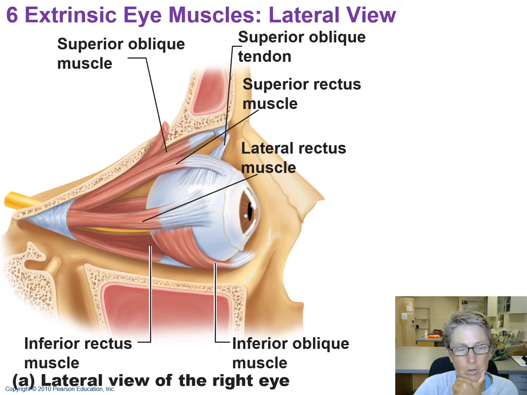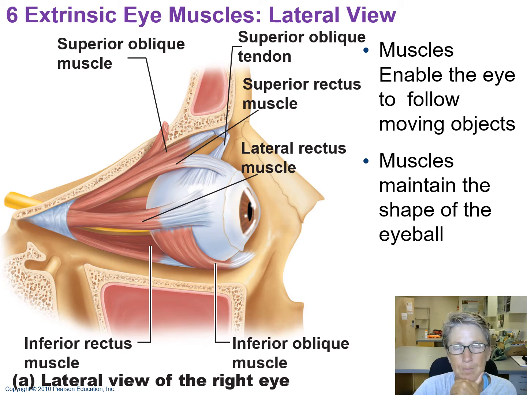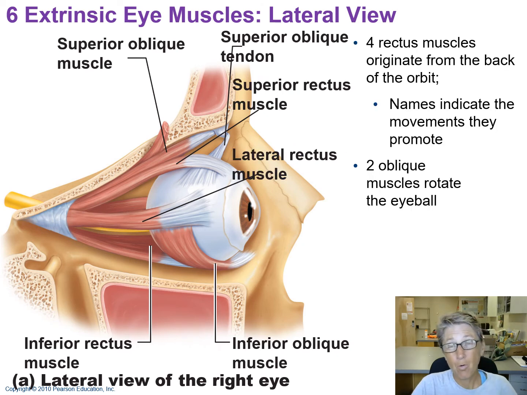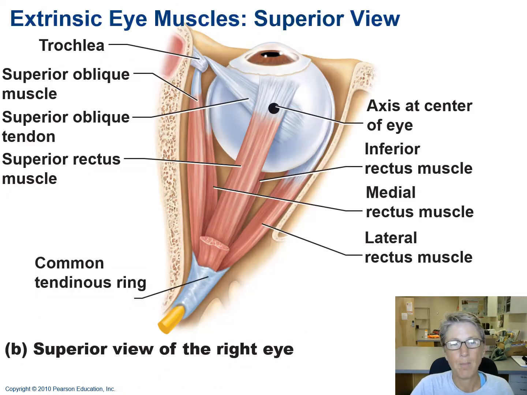So this just gives you a cartoon. We talked about these. This just labels the muscles for you. These muscles collectively enable your eye to follow a moving object. And then the muscles, along with other things, help maintain the shape of your eyeball. So there's 4 rectus muscles. So there is the lateral and medial rectus and the superior and inferior rectus. And the names indicate the movement that they promote. And then there's the 2 oblique muscles that help rotate your eyeball.